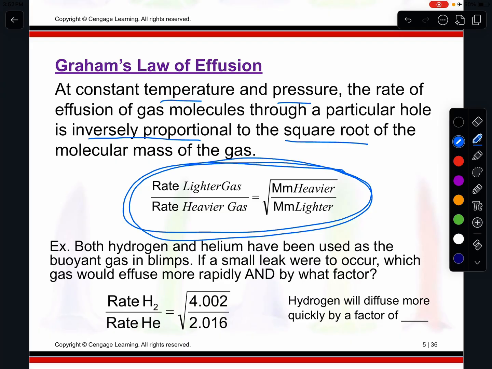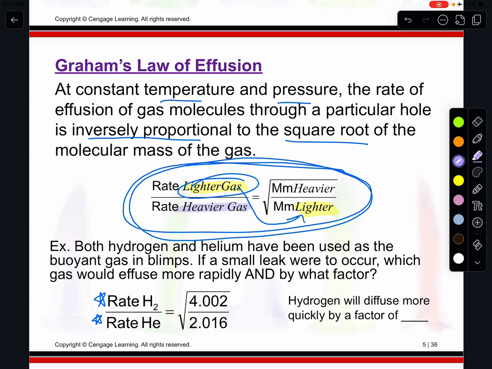So we have hydrogen and we have helium, and they are being used in blimps. If a small leak were to occur, which gas would effuse more rapidly and by what factor? So which one would come out faster? What you're going to do is create just a relationship. The top here is just the rate of the H2 and the bottom is the rate of the helium. There's no numbers going on that left side right now. And to do this, the lighter gas, the molar mass goes on the bottom. That is the biggest thing you're going to have to notice.